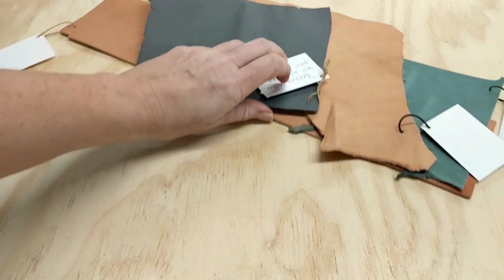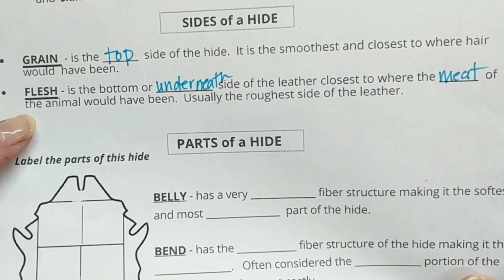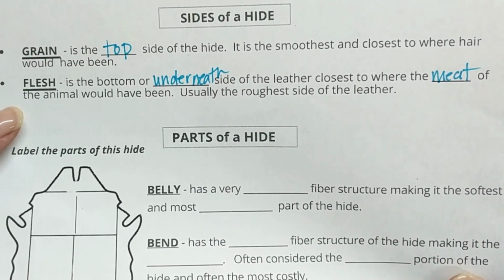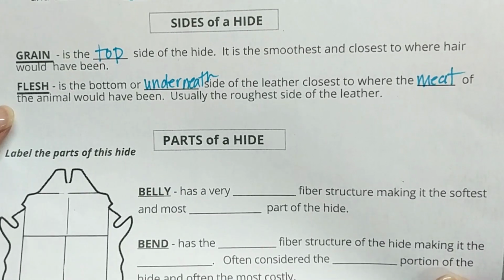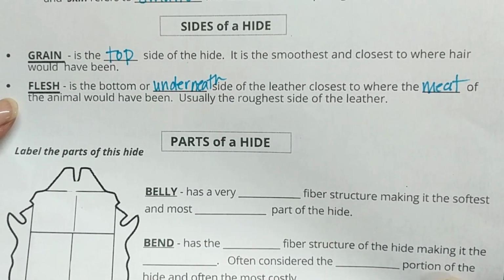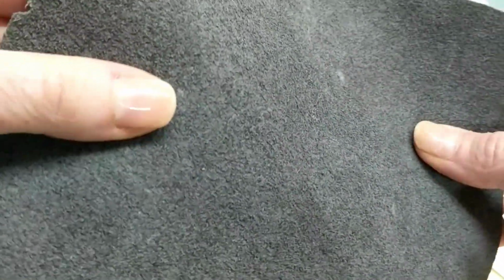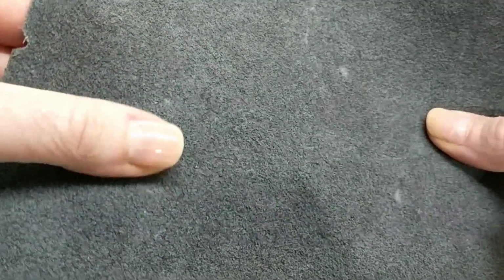Now, in contrast to that, we also have the flesh side. That is the bottom or the underneath side of the leather that's closest to where the meat of the animal would have been. And this is usually the roughest side of the leather. All right, let's take a look again. So this was the grain side. This is the flesh side. Can you see how that's a little bit rougher?